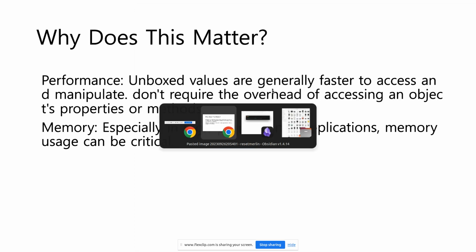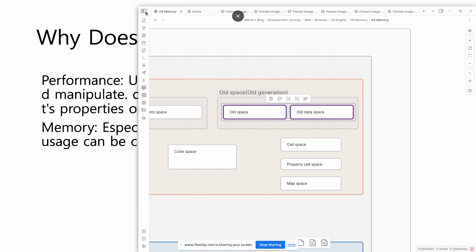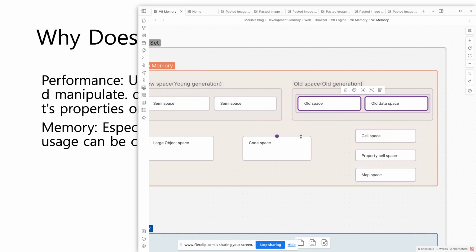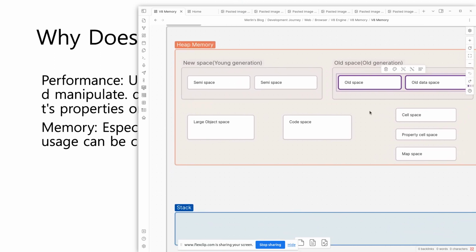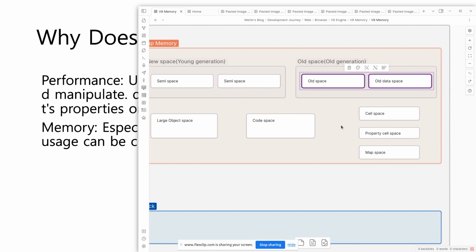So we just talked about the structure of Old space, and next we're going to talk about cell space, map space, code space, and large object space.